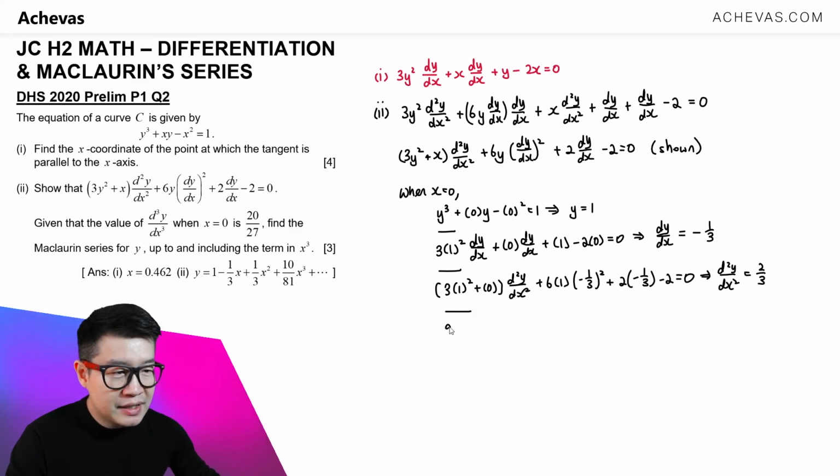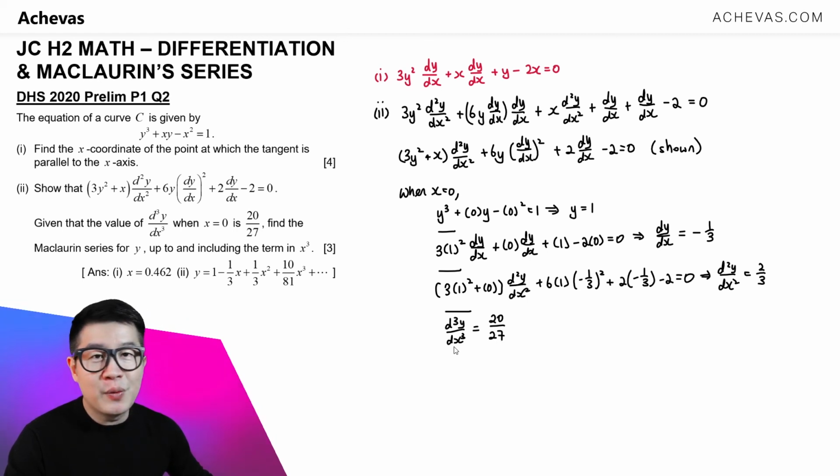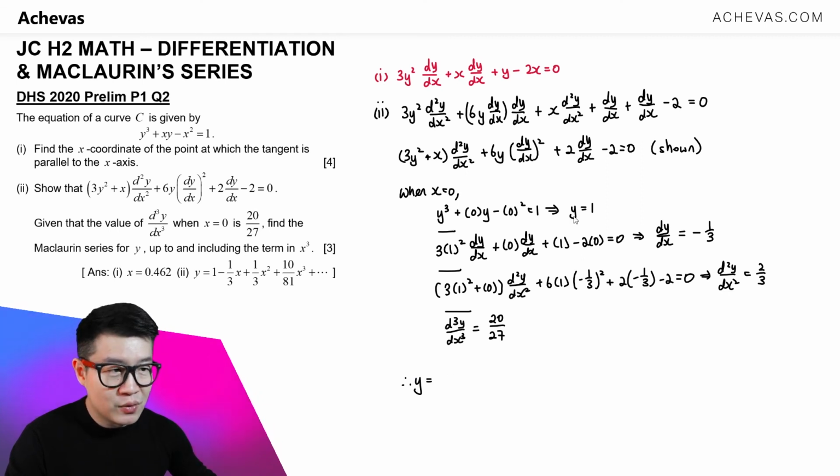And finally, we need d cubed y dx cubed when x is equal to 0. So this was given to me by the question. It is equal to 20 over 27. And now we are ready to form the Maclaurin's series of y all the way up to x to the power of 3 terms. So y will be equal to f0, that is y when x is equal to 0. So it is going to be 1 plus f prime 0. F prime 0 is this. So it is minus 1 over 3 multiplied by x.